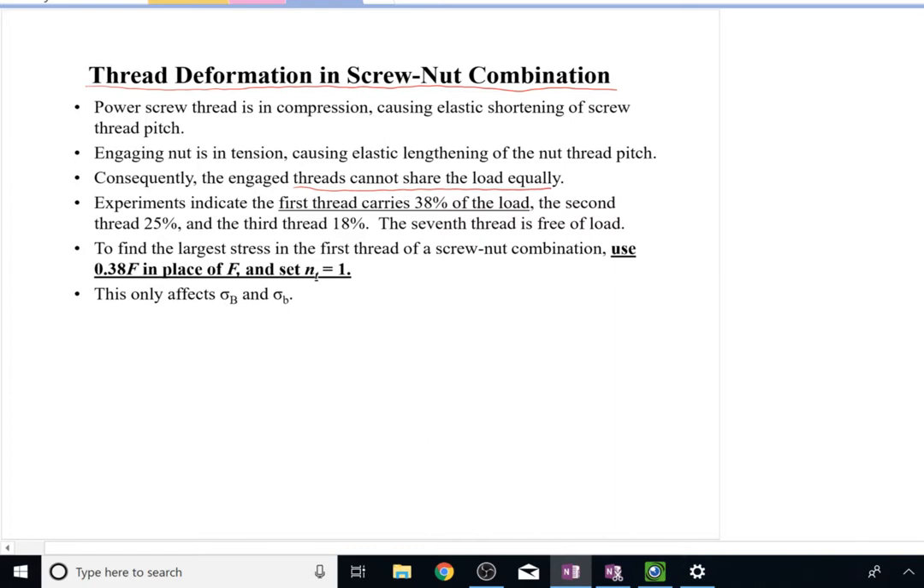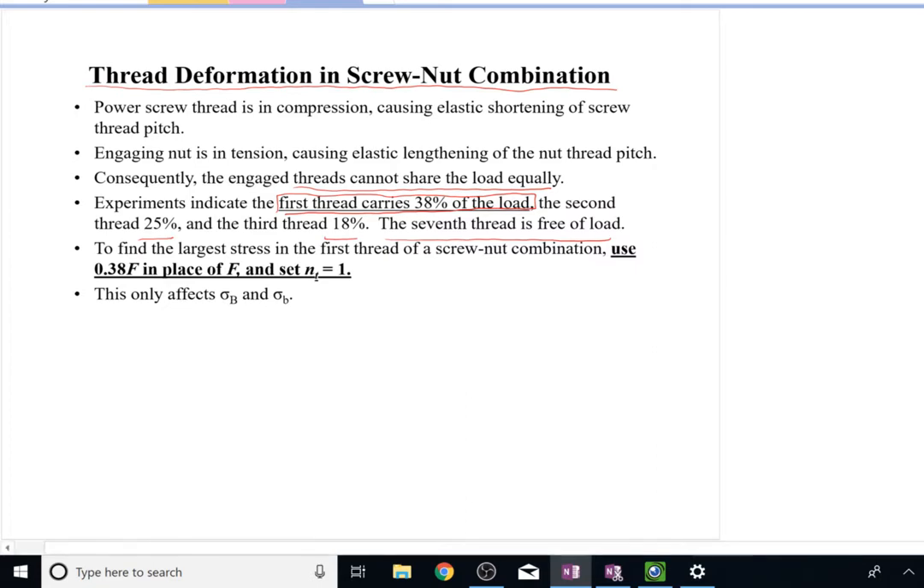And the first thread, this is the most important part, which I have underlined, carries 38% of the load. And that's essentially your failure criteria. That's the most load that any thread carries, because the second thread carries 25%, the third thread carries 18%, and by the time you get to the seventh thread, it's free of load. So the book does this again in example problems, but they don't properly explain it in the text.